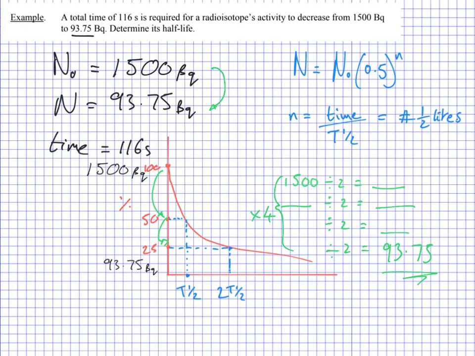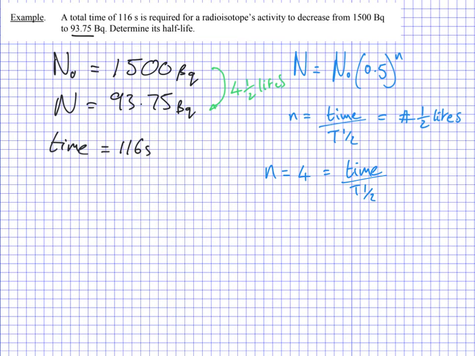Okay, so that tells you that there are 4 half-lives that are required to go from here to here. So this is 4 half-lives. Okay, in other words, n is 4.